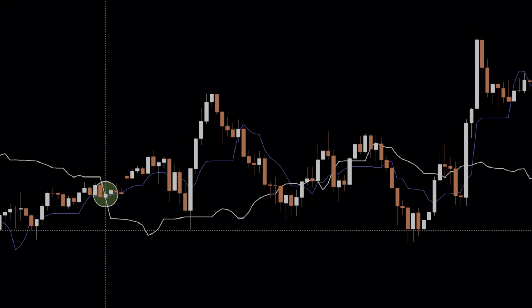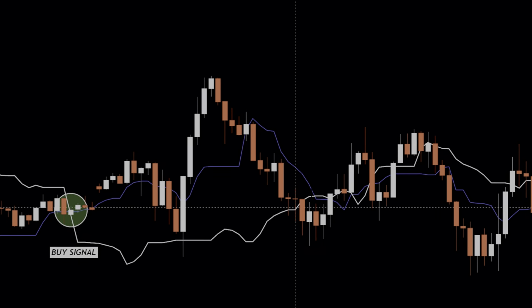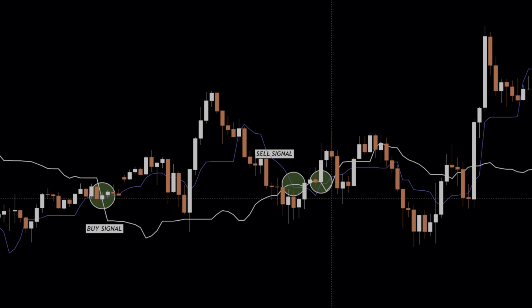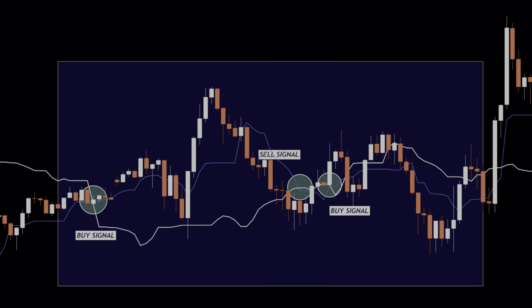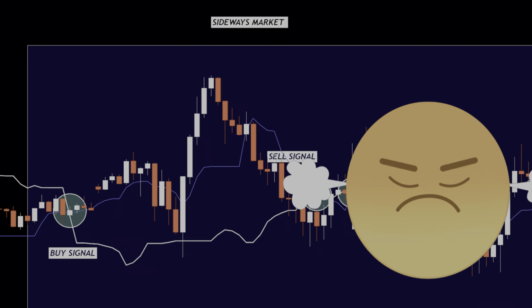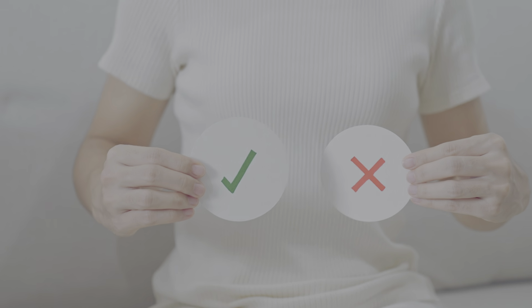Here's a quick example. Blue line crosses up, white line below, that's a potential buy. Now look at this section. The lines keep crossing back and forth. If you traded every single one of these, you'd be losing a lot. That's why we hold off on trading until we bring in a confirmation.